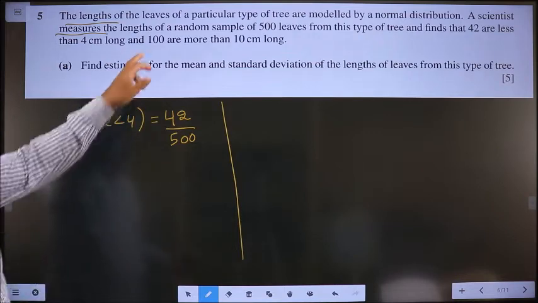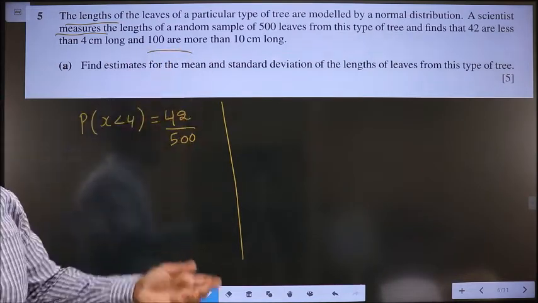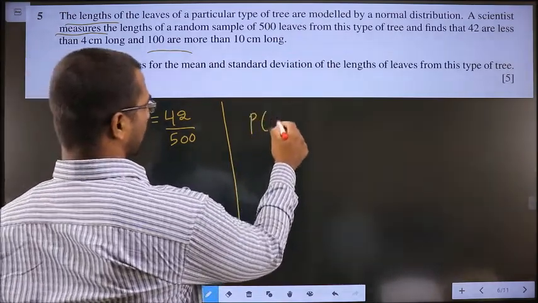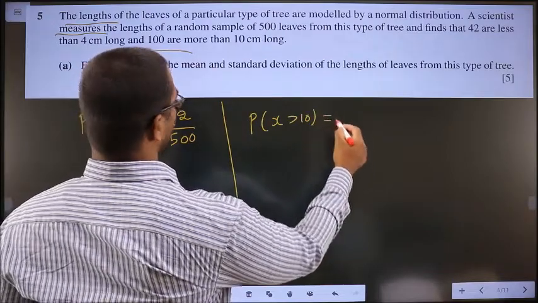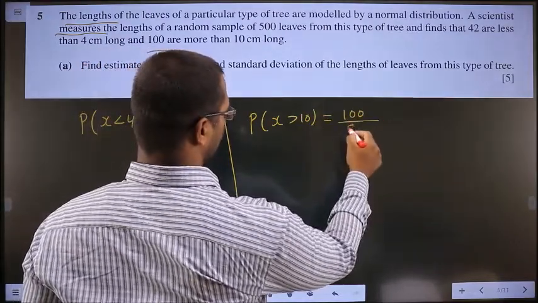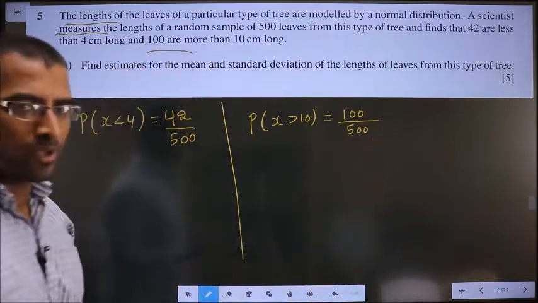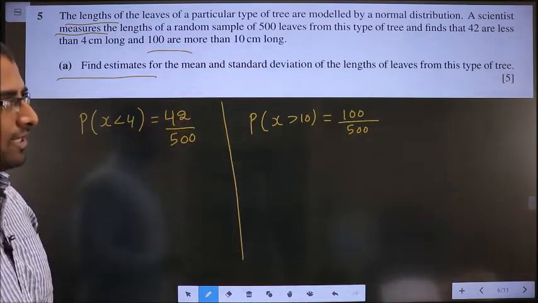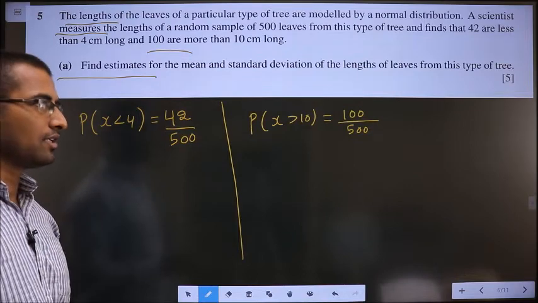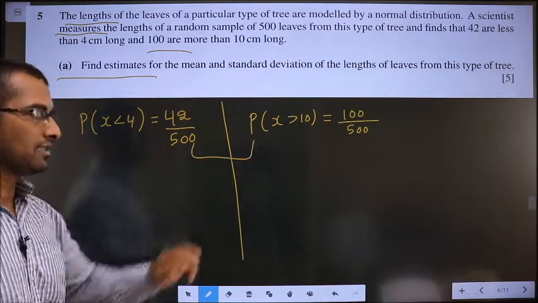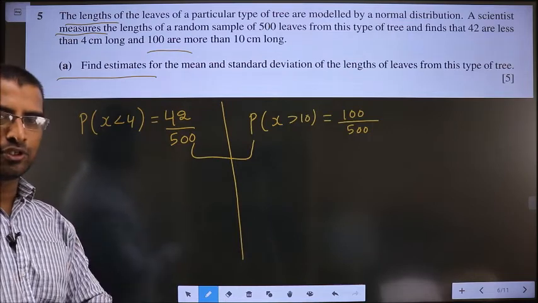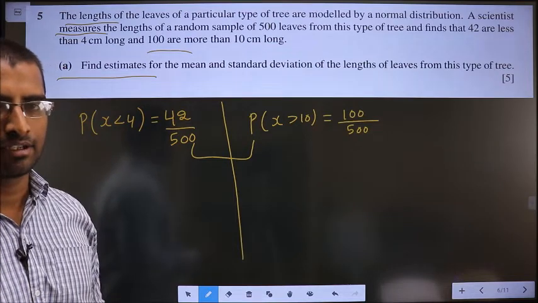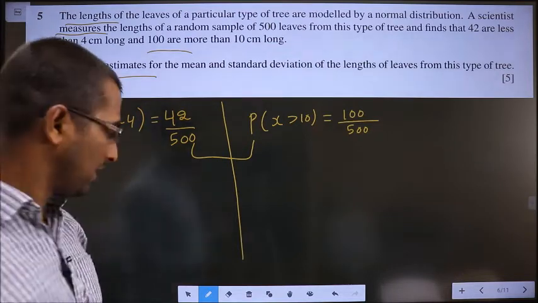Okay. Now, and 100 are more than 10. Write that in proper mathematical equation. So more than 10 he said, so x greater than 10. How many of them are present, 100 by total is 500. Clear? Okay. Now find estimates for the mean and standard deviation of the lengths of leaves from this type of tree. You have two equations. Simplify resulting in two linear equations. Solve it, that will result in the value of mean and standard deviation. Okay. Let us start.